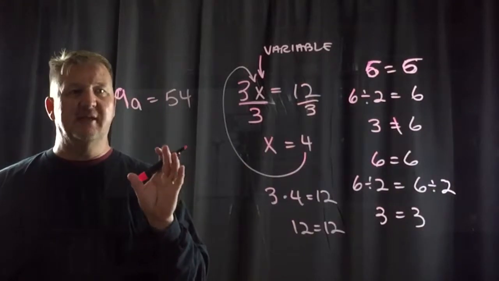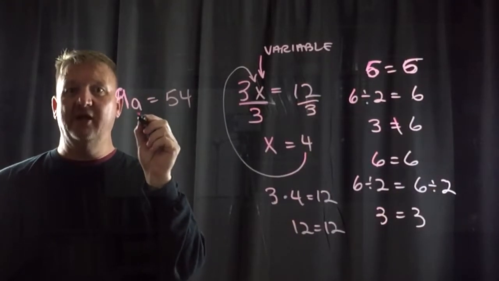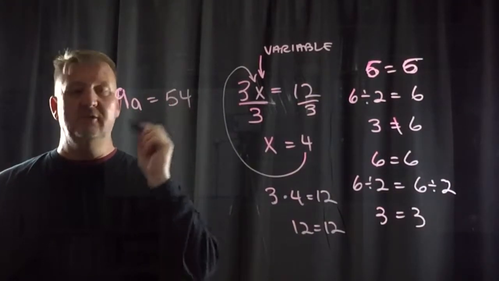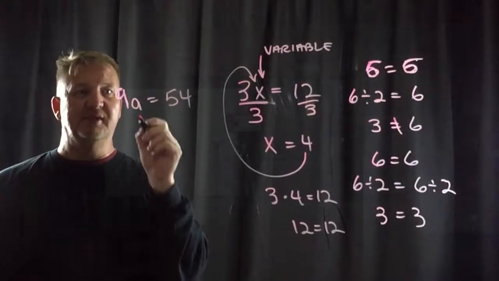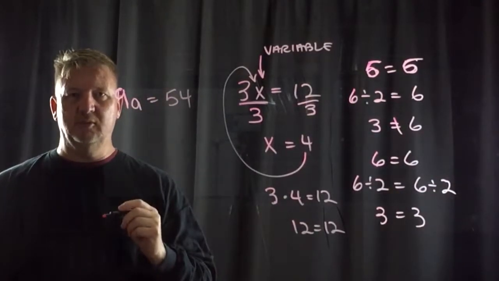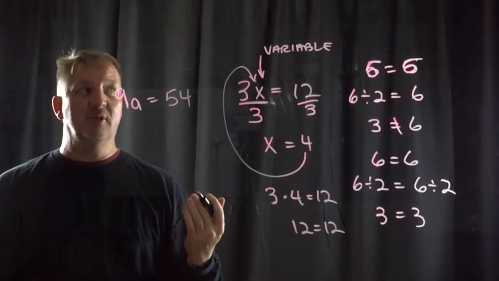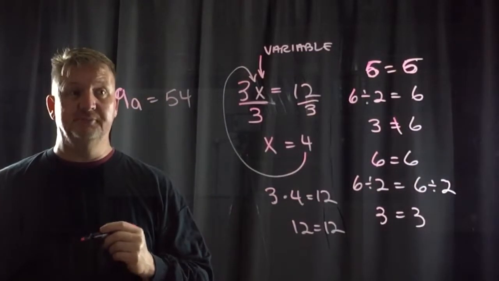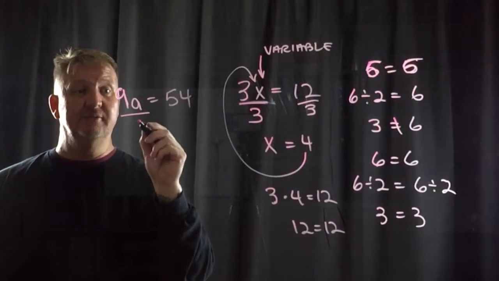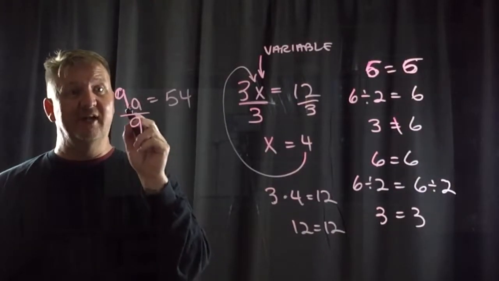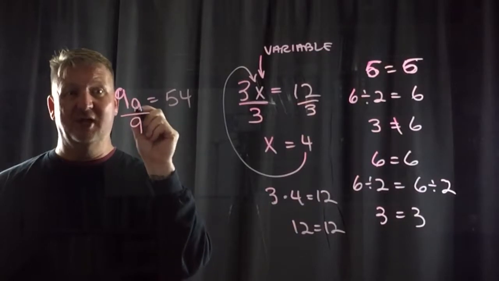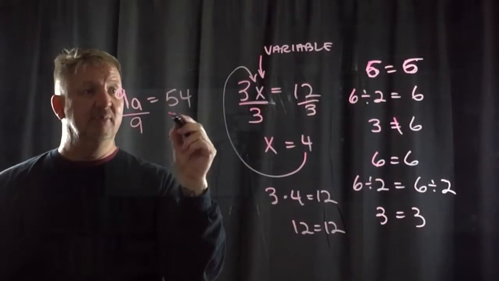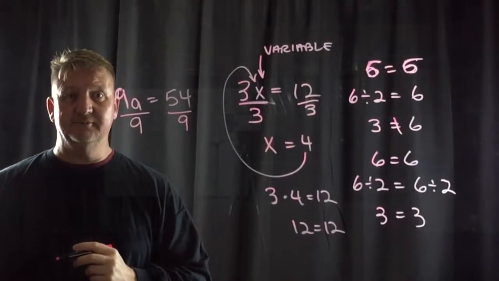Okay, so our next example, I have 9 times some value, we're calling it a, equals 54. Because I'm dealing with a multiplication problem, I have to use its opposite operation, which is division. Division will undo multiplication. So I have to divide by 9. I'm dividing by 9 because 9 is the coefficient. I want to get a by itself, but I have to divide both sides by 9.